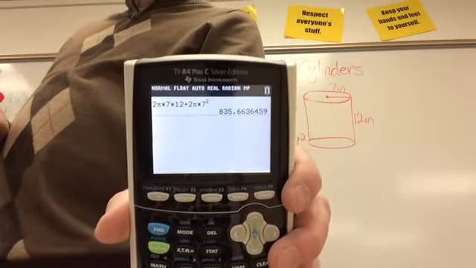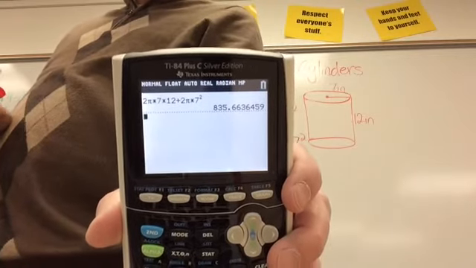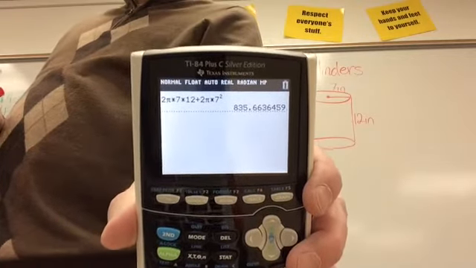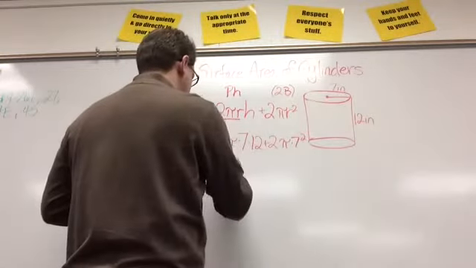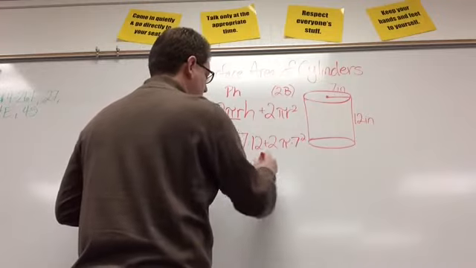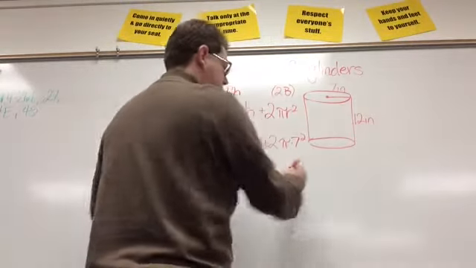And just like with the volume, we're going to round to the nearest hundredth. So this would be 835.66, if I'm reading backwards correctly. Yeah. So the surface area equals 835.66 inches squared.